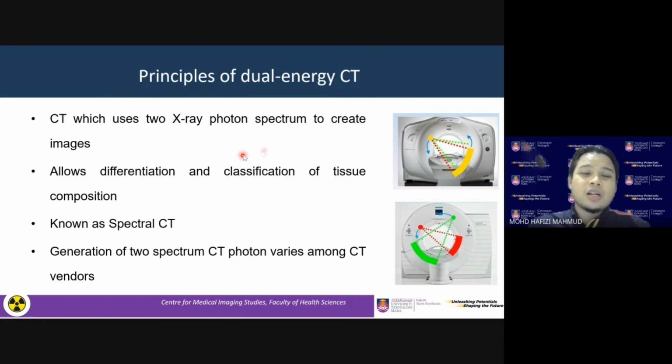CT uses the X-ray photon spectrum to create images and allow differentiation and classification of tissue composition. This is the main application of dual energy CT, to differentiate, classify and characterize the tissue composition. It is also known as spectral CT. The generation of the two spectra varies among CT vendors. Different vendors have different specifications of the dual energy CT. I will share that later on.